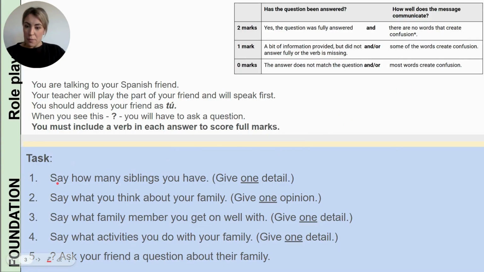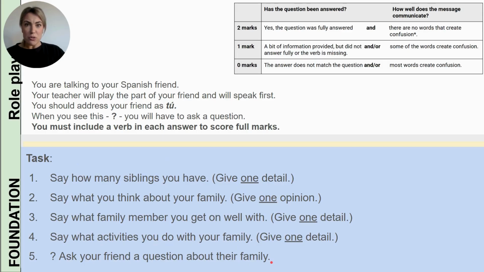Let's do this together. We can see, say how many siblings you have and give one detail in Spanish. Say what you think about your family and give one opinion. Say what family member you get on well with and give one detail. So it's one detail, not too much. And say what activities you do with your family, one detail. And then ask a question. Ask your friend a question about their family.